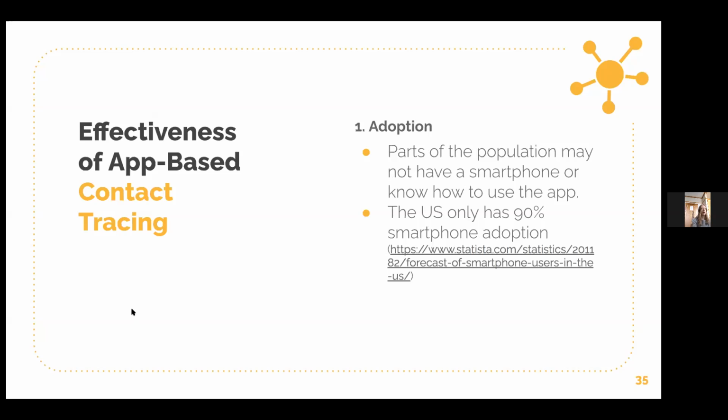One barrier to adoption is that parts of the population don't have smartphones or don't know how to use apps, especially maybe older people who aren't super familiar with technology. Currently the US only has 90% smartphone adoption, which means that we're going to have to get that 60% with not even 100% of the population having smartphones. We're going to be going from this even smaller percentage of the population, 90% who have smartphones, making it even more difficult.